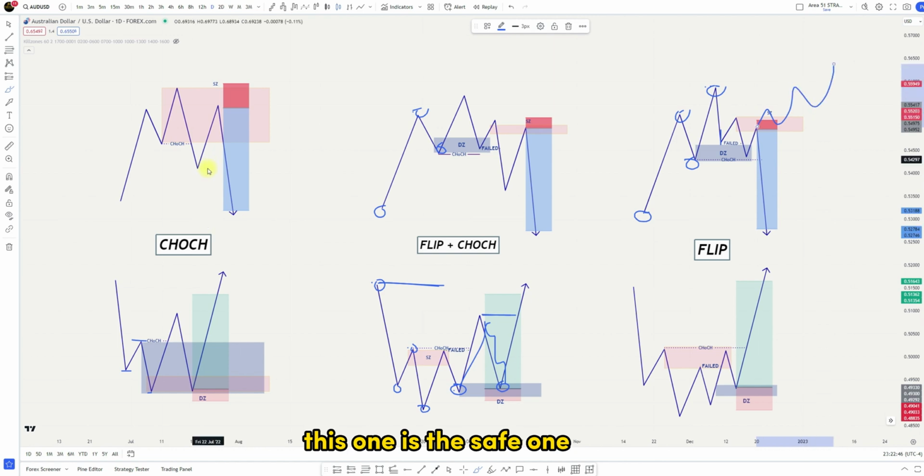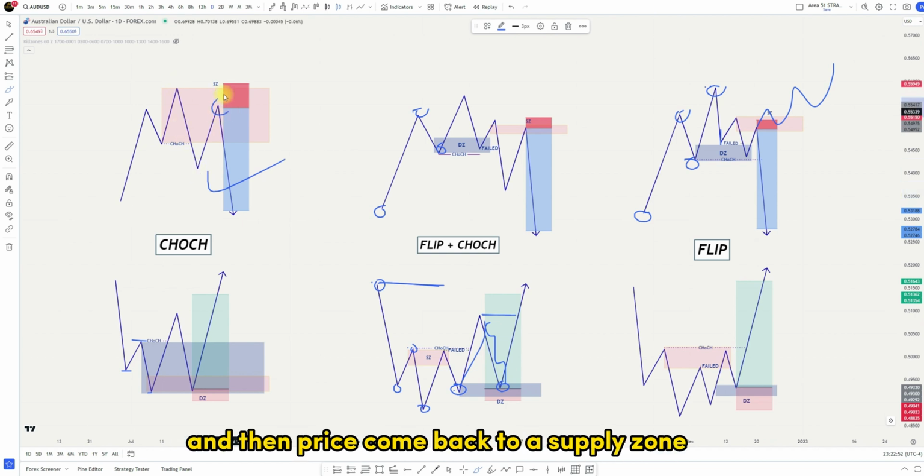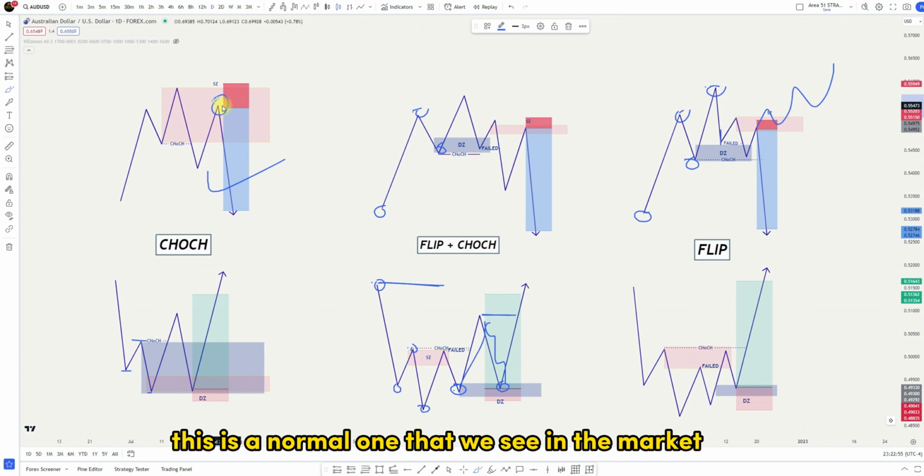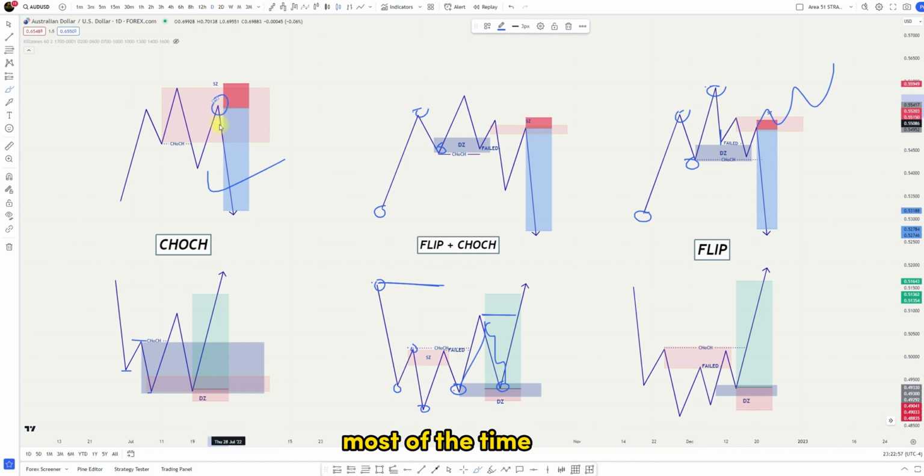Okay, this one is the safe one. If you find price creating higher highs, higher lows, higher highs, and then a change of character, and then price coming back to a supply zone, this is a normal one that we see in the market most of the time. This is a safe one here. Also this one is a safe one, it is a flip of this uptrend here.